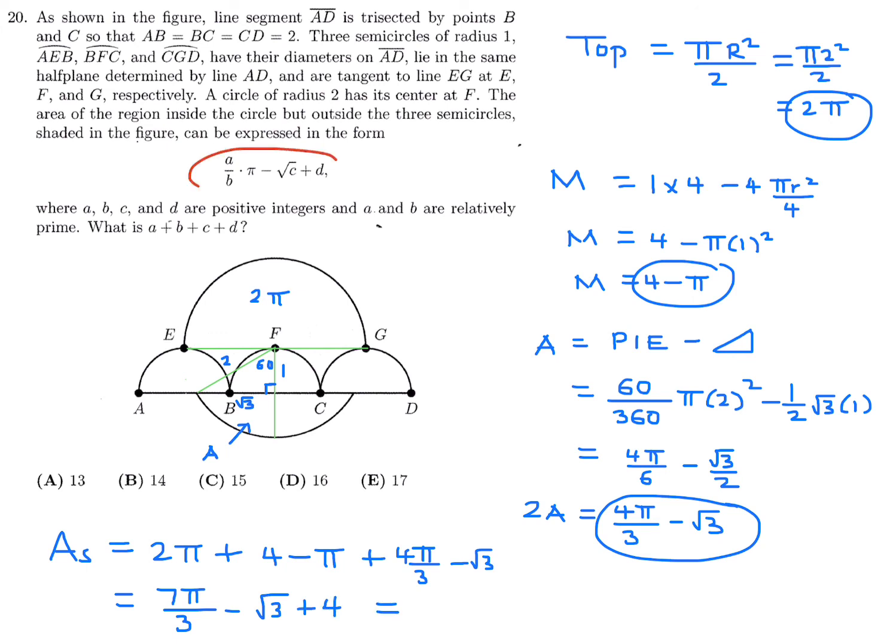And that is of this form. As you can clearly see, it is in that form a over b pi minus root c plus d. So that means that my a is equal to 7, my b is equal to 3, my c is 3, and my d is 4. And they want me to find a plus b plus d plus c. So just add up those guys, and when you do, you get 17. 17 is the answer to this excellent question. Number 20, the answer is E.